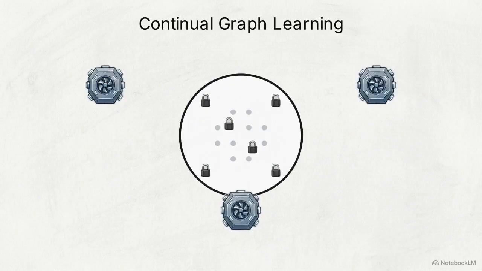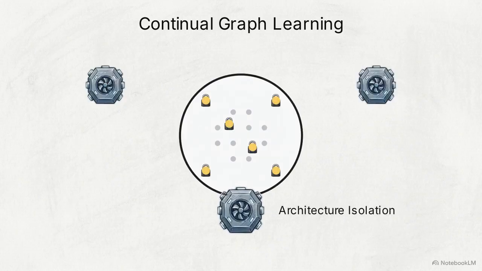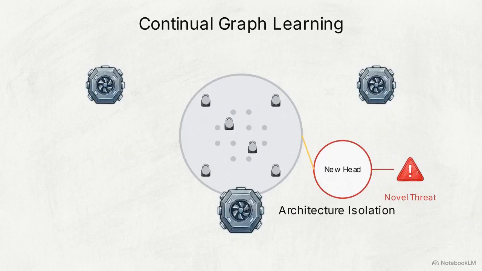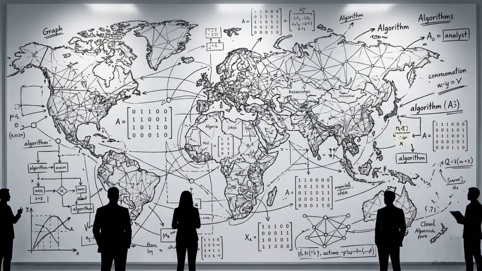Finally, architecture isolation allows engineers to freeze specific, highly accurate subnetworks. When a novel fraud topology appears, the system allocates an entirely new output head dedicated solely to the new threat. By implementing continual graph learning, a financial institution ensures its threat detection capability compounds over time, accumulating intelligence rather than resetting with every software update.